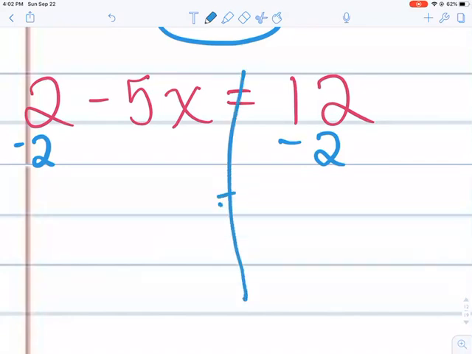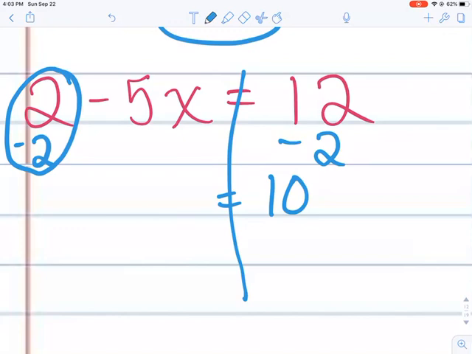And then if you keep your sides separated, that would be 12 minus 2, which simplifies to 10. Now this here has turned into 0, so all we have left is a negative 5x. Then from there, to get x by itself, we want to make this negative 5, since it's currently attached to the x, into a 1. That way we get 1x, which is the same thing as x.